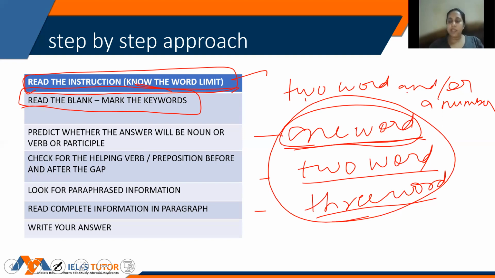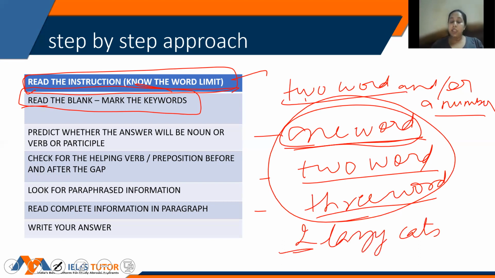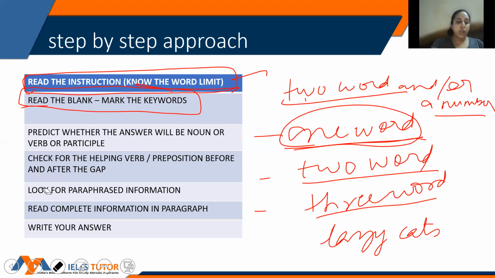What do you mean by 2 words and or a number? So it could be 2 words, lazy, 2 lazy cats. So there could be a number, or it could be without a number also, depending on the statement which you have, or it could be a single word also. So and or a number that means that there could be a number, or there is a possibility that there would be no number.